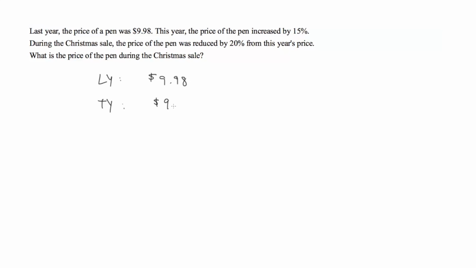So one way we can do this is to multiply this times 15%, and then we want to add this back to the original amount, and this will give you $11.477. We'll worry about rounding later.